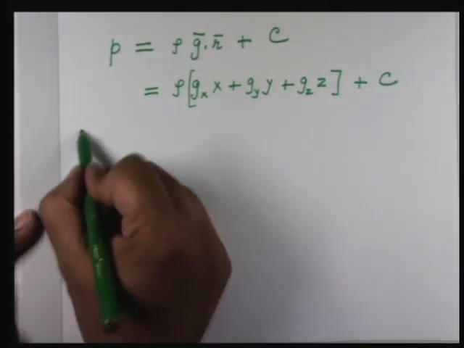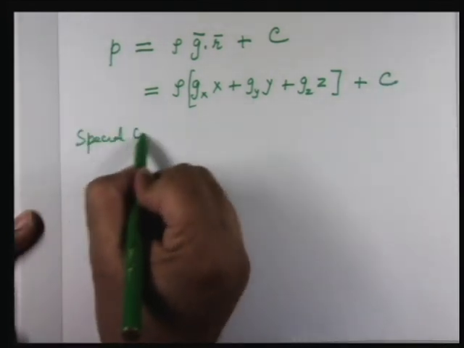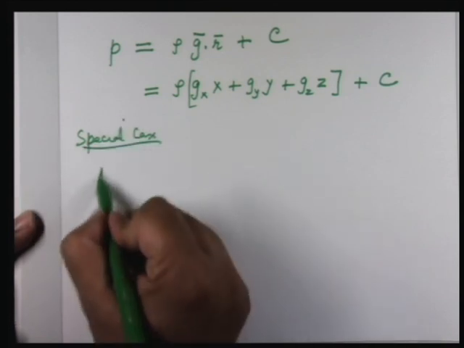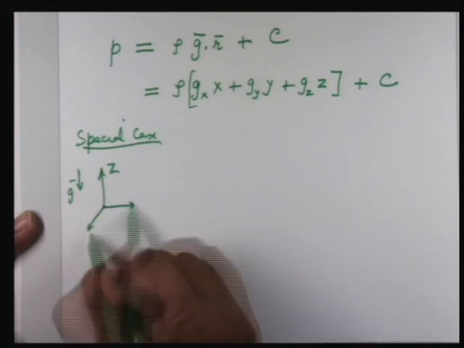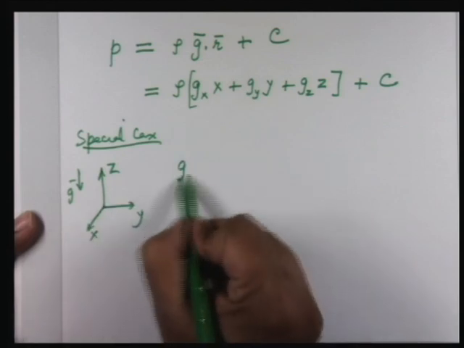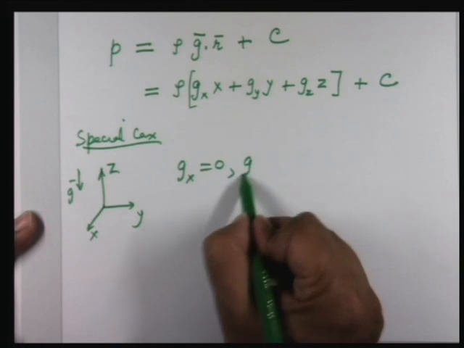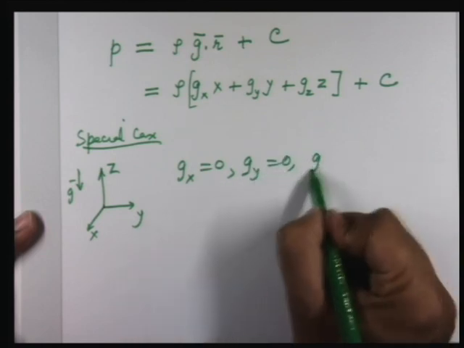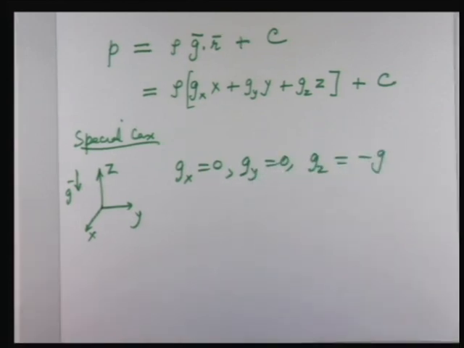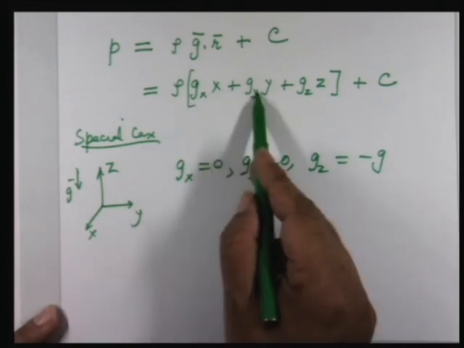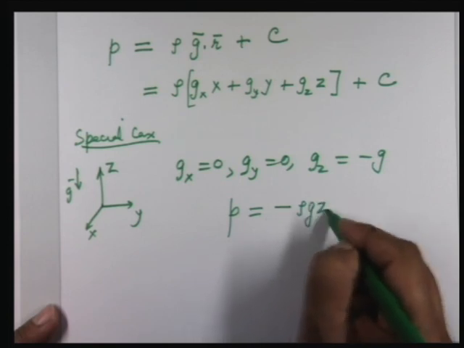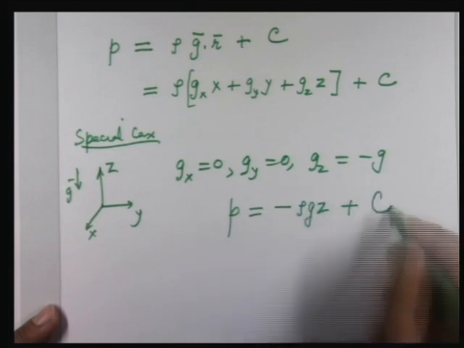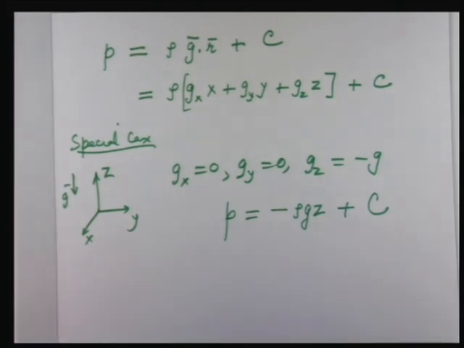Now let us go back to the special case when I take z to be upwards and g to be downwards. This is x and this is y. So here your gx is 0, gy is 0, and gz is minus g. So if I put these to 0, you will get p is equal to minus rho g z plus c, which is what we had got earlier.